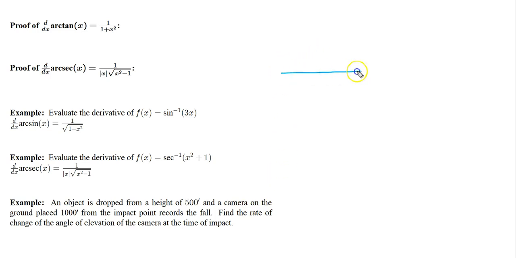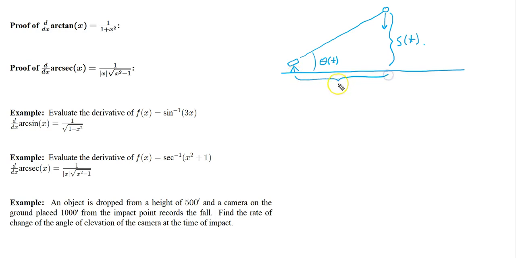So here's our picture for this problem. So we have an object up here, it's being dropped downward. Now its initial height is 500 feet. It is falling, so I'm going to denote its distance as s of t. Over here we have the camera, and the angle of elevation is given by this angle right here, and we'll call that theta. And that theta is also a function of time t. And we're also told that this distance here is 1,000.